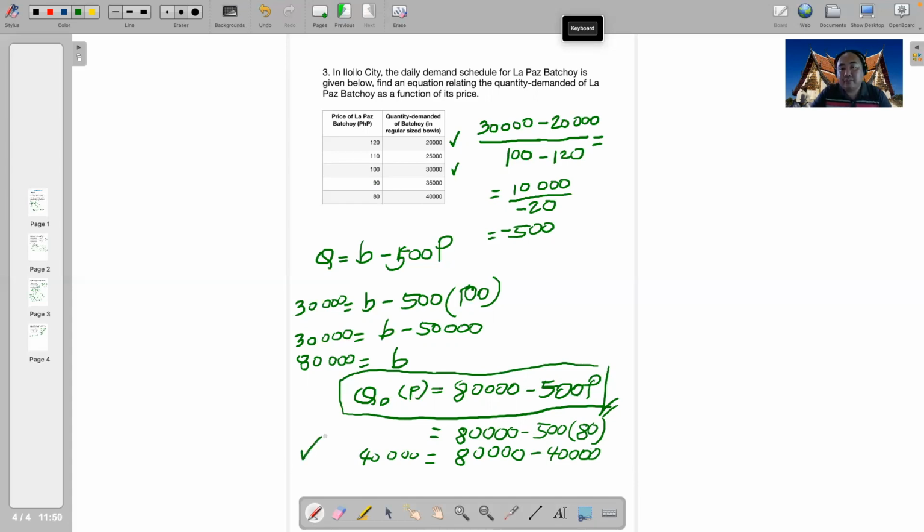Which confirms that probably this really is the demand equation model for La Paz Bachoy demanded on a daily basis in the city of Iloilo. All right, so that's all for now.